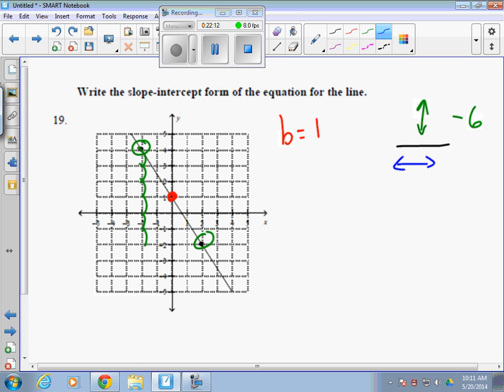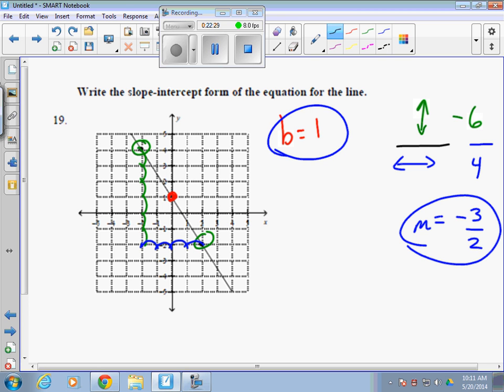Then see how many times you're going to the right or to the left. In this case, we're going to the right. 1, 2, 3, 4. +4. So your slope is -6/4. The number 2 goes into both. So it's -3/2. So you have your m and your b value.